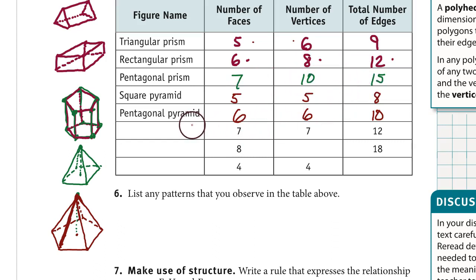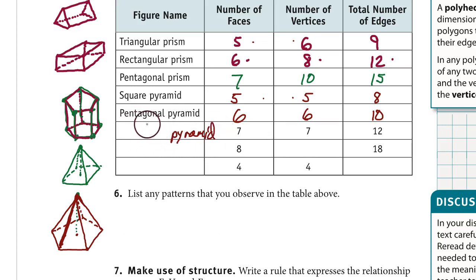The difference between prisms and pyramids seems to be that in prisms, the number of vertices is a larger number than the number of faces. 8 is more than 6. 10 is more than 7. But in a pyramid, the number of faces is equal to the number of vertices. 5 and 5, 6 and 6. So because the next row has 7 and 7, it is a pyramid.